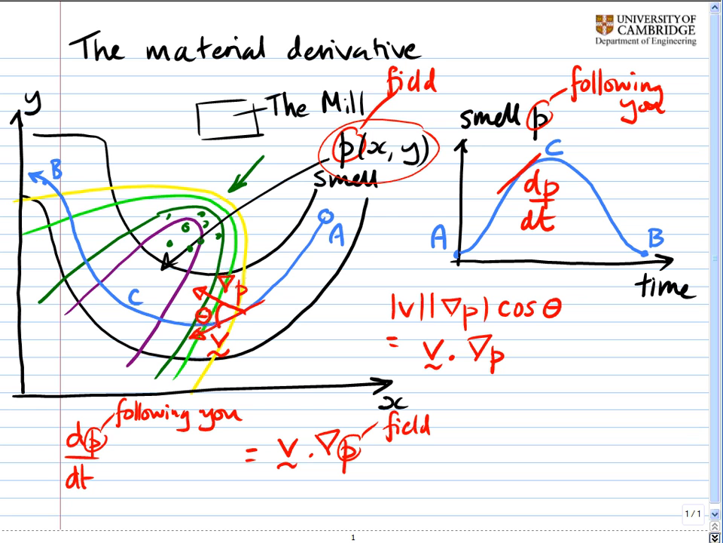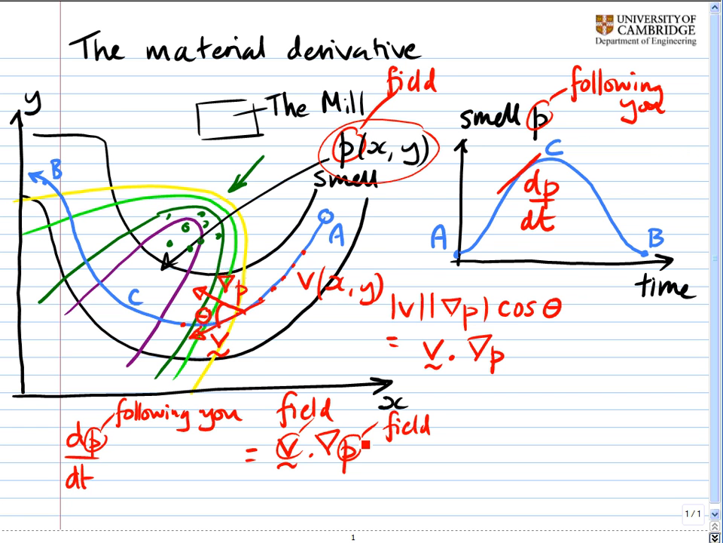Now the velocity as well, actually, is defined all the way along this streamline that you're on as you drift in your punt, and it too is defined as a field, v of x and y. So that is also a field. So we've managed to express the change in smell following you, here on the left, in terms of the velocity field and the smell field, which is exactly what we wanted to do.